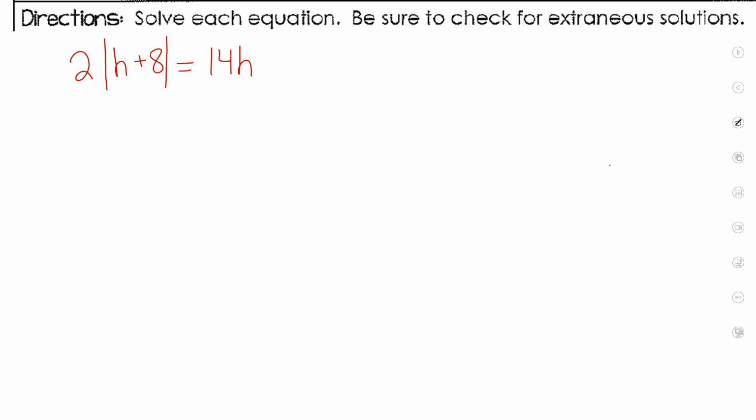So guys, is my absolute value by itself? No, there's a 2 being multiplied. How do I get rid of this 2? Yep, we're going to divide this side by 2 and cancel it out. And then I'm going to divide this side by 2. So what I am left with is absolute value h plus 8 equals 7h. Now is my absolute value isolated? Good, let's go back to our notes.